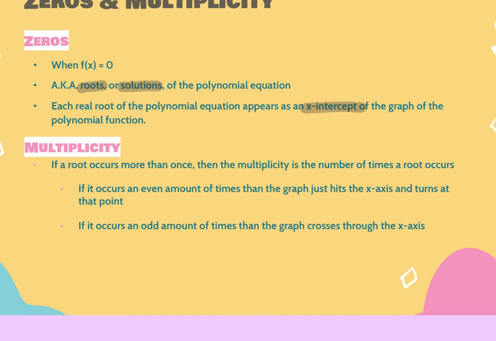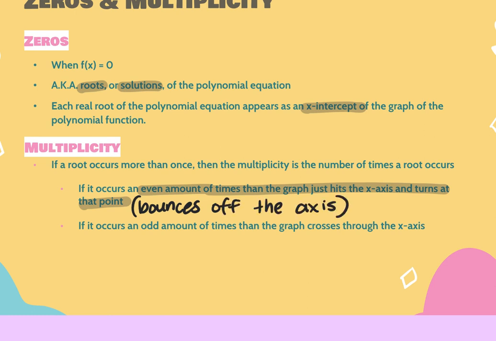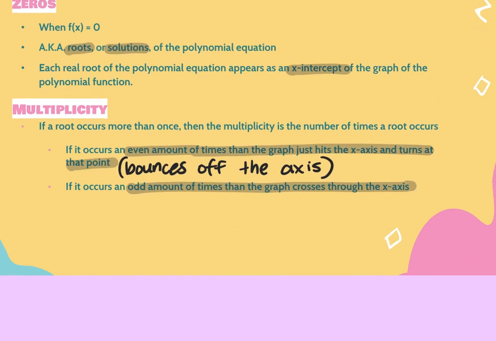And then the multiplicity is how often a root occurs. So if you get the same answer more than once, it now matters. Before you would just list it, right? Like if I had the same answer twice, I would say you only need to list it once. But the fact that it's happening twice matters because it causes the graph to change direction. If an answer occurs an even amount of times, then it hits the x-axis and turns at that point or bounces off the axis. If it occurs an odd number of times, then it crosses through the axis.